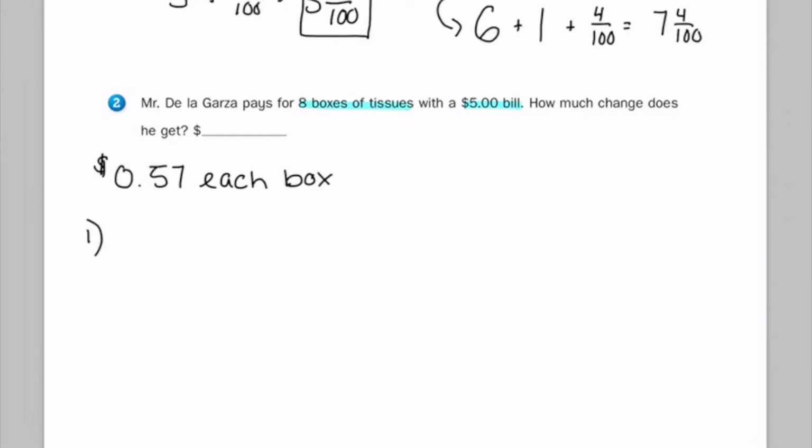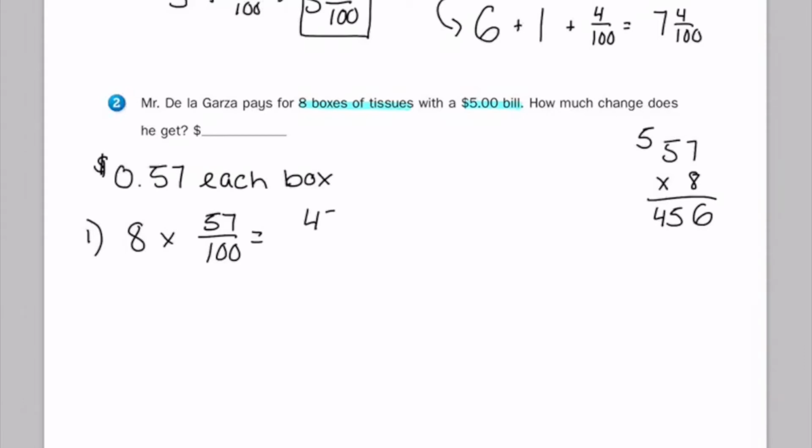So there's 8 groups of 57, so 8 times 57 hundredths. And if I did 57 times 8 over on the side, 8 times 7 is 56. 5 times 8 is 40, plus 5 is 45, so 456. So your answer is 456 hundredths. Now, he paid with a $5 bill.